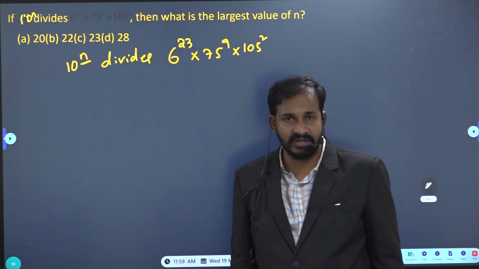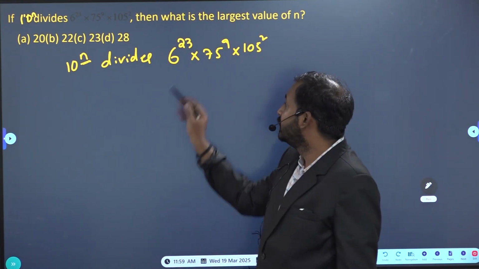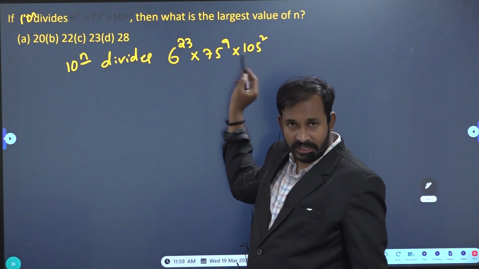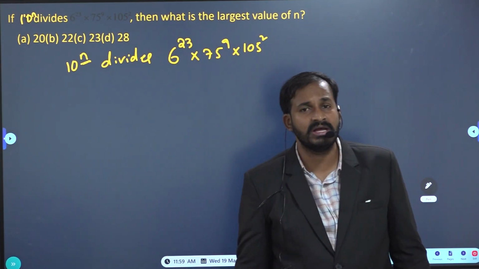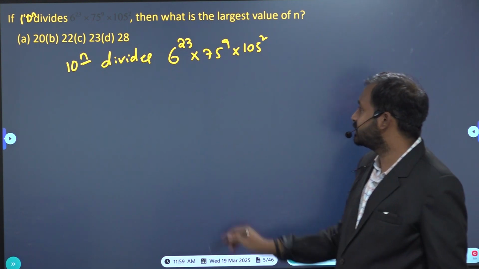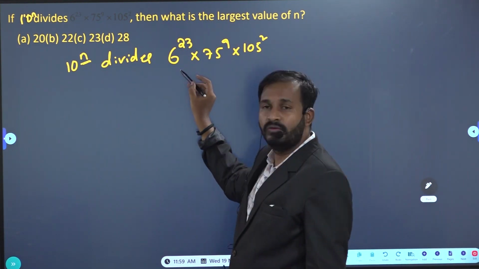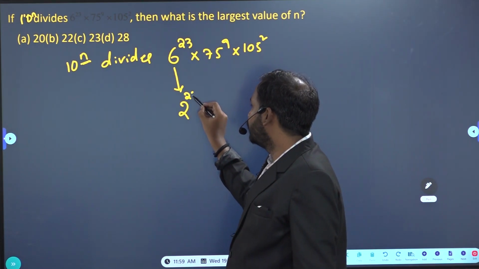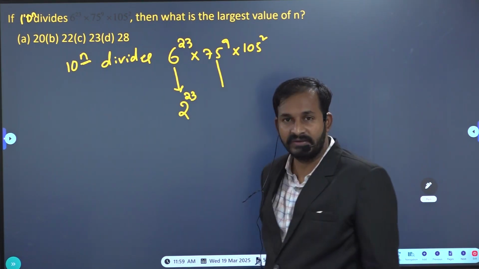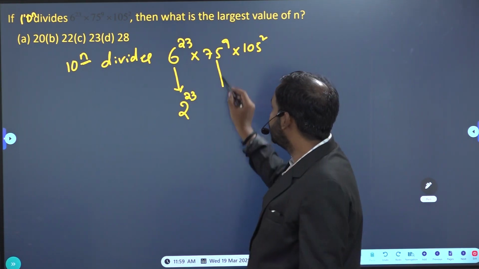How can we get the largest value for n? If we know the number of zeros here, and we put the same number of zeros in place of n, then obviously we will have the largest value for n. So now see here, 6 means what? I can write 2 into 3. So only I will write the 2 powers. So 2 power 23. 75 means what? 25 into 3 actually.